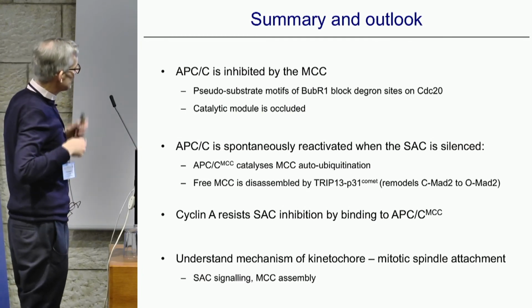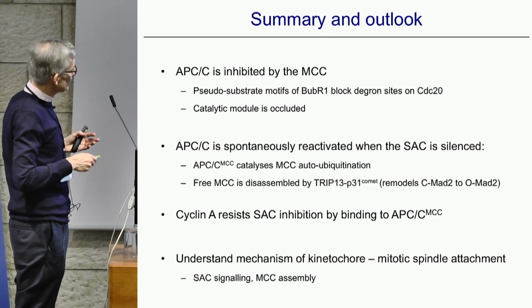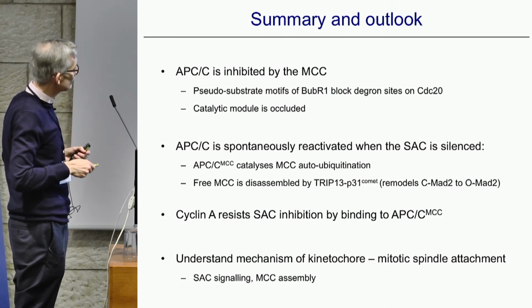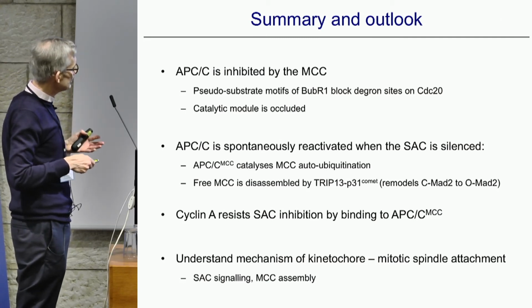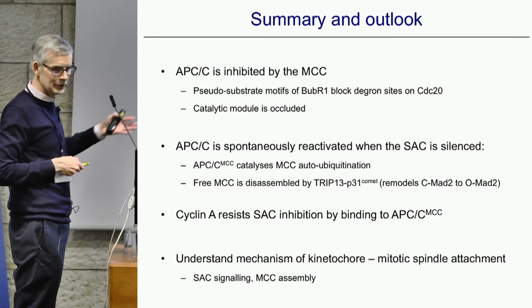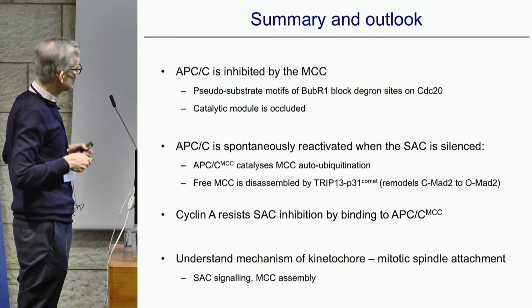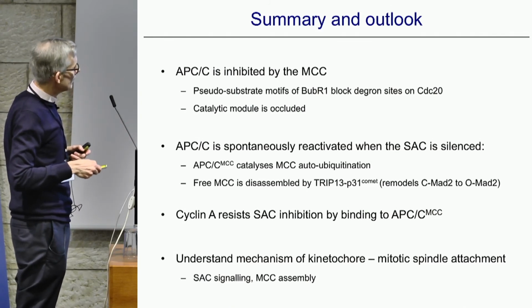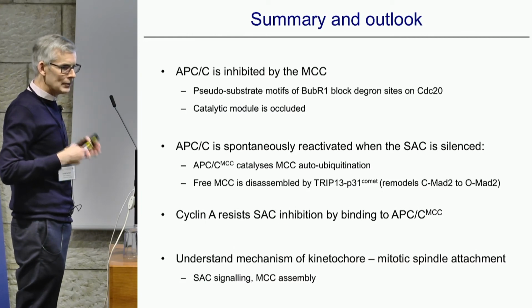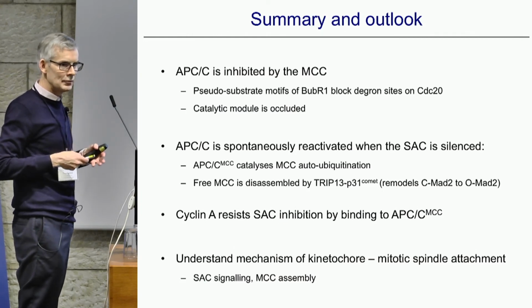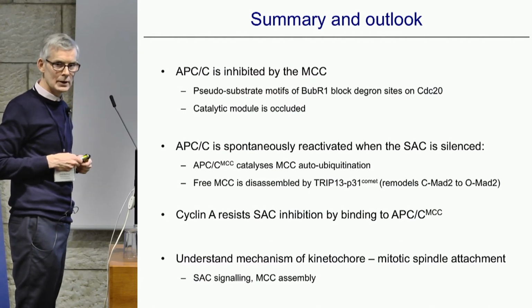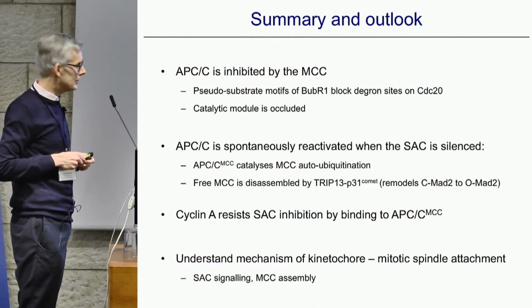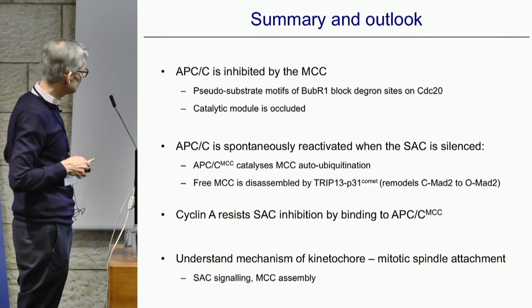I didn't explain to you that cyclin A, which is a substrate of APC-CDC20, can resist the SAC inhibition. So cyclin A is actually degraded about half an hour earlier than cyclin B is during mitosis. And this is because cyclin A can actually bind to the APC-MCC, and it contains additional degrons, such as the motif, which allows it to have high affinity for the APC-MCC compared to cyclin B and securin, allowing cyclin A to be degraded early on in mitosis.